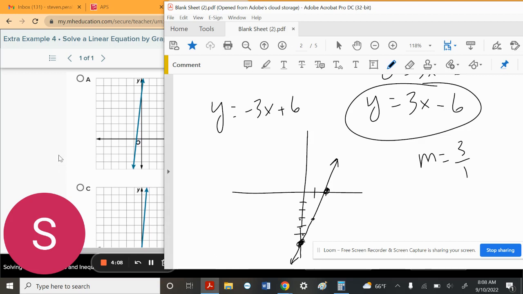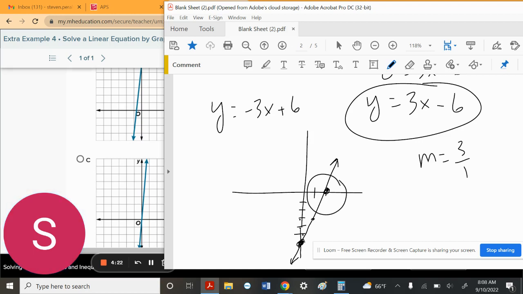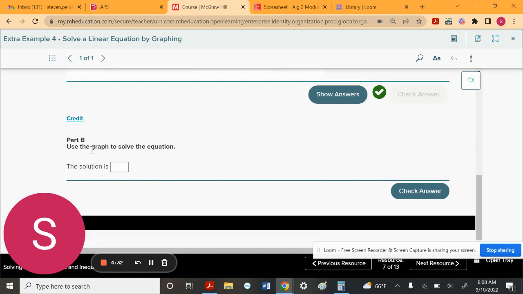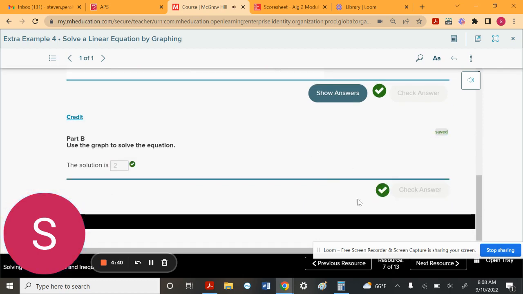So really the important thing is that even if you solve it differently, the only thing that's important is where it goes through on the x-axis, and that will make sense for this type of problem. Okay, so the solution is 2. It doesn't matter where it goes through, but the solution is 2.